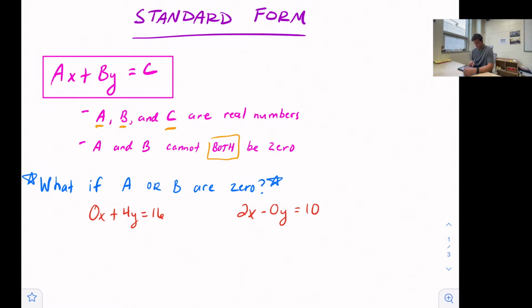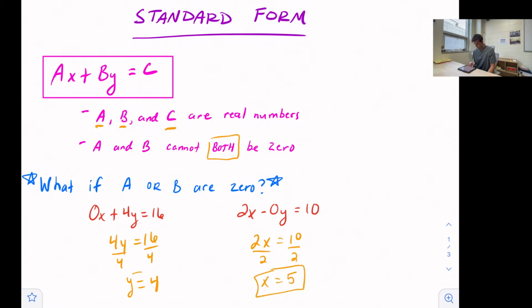So let's look at this first example where a is 0. Well, we have 0x, which means there are no x's, which means there is just 4y equals 16. And if we were to solve this for y, we would get y equals 4, okay? I'll show you how to graph that here in just a minute. The next one, let's say b is 0. So that's 0y, which means y isn't there. So we would just have 2x equals 10. We would solve for x and we would get x equals 5. So these would be our two equations here.